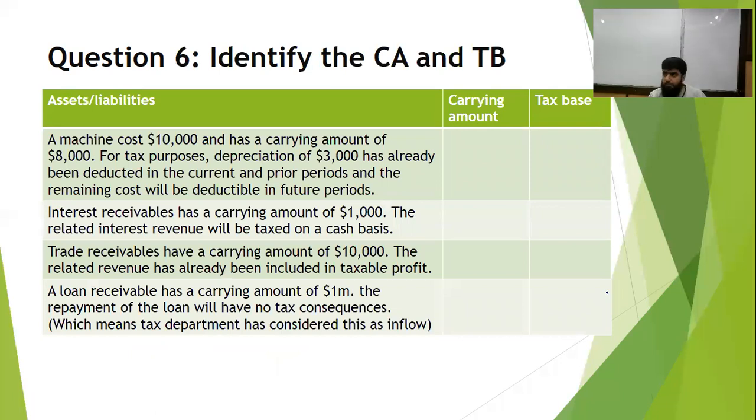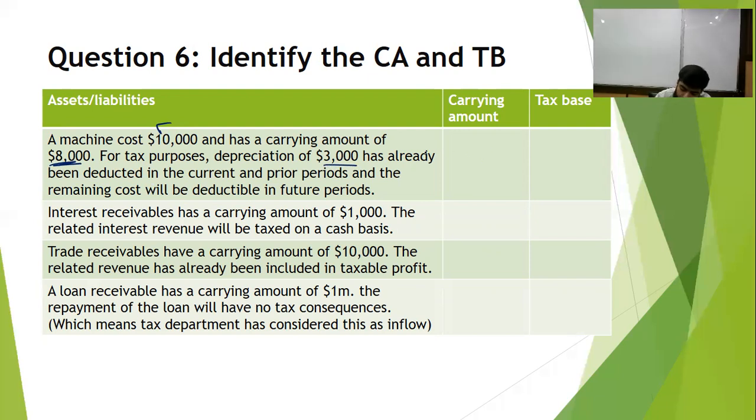Okay, now we have a practice question in which we need to identify the carrying amount and the tax base. We have different transactions, or different assets and liabilities. A machine costs 10,000 and has a carrying amount of 8,000. It means the cost is 10,000, but the carrying amount is 8,000. For tax purposes, depreciation of 3,000 has already been deducted in the current and prior periods.